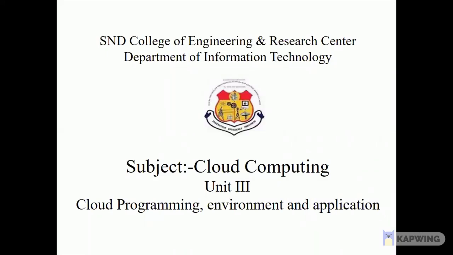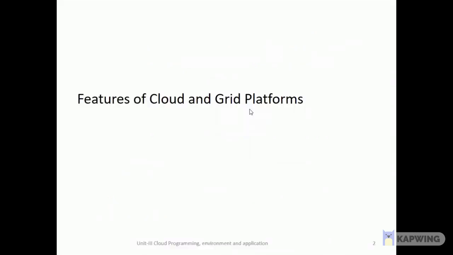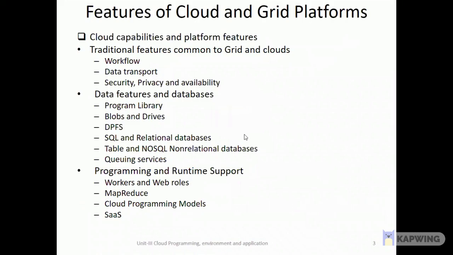Today we'll go for the topic that is cloud programming, environment and application. So what is actually programming in the cloud, which are the different types of environment, and what are the applications. So, features of cloud and grid platform. Cloud capabilities and platform features. In that, traditional features common to the grid and cloud. In that, we have to study what is workflow, what is data transport, security, privacy and availability.